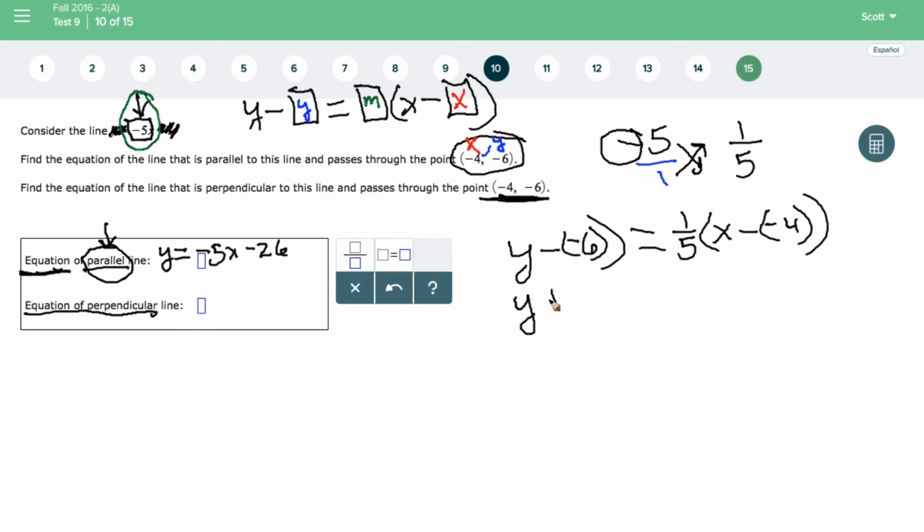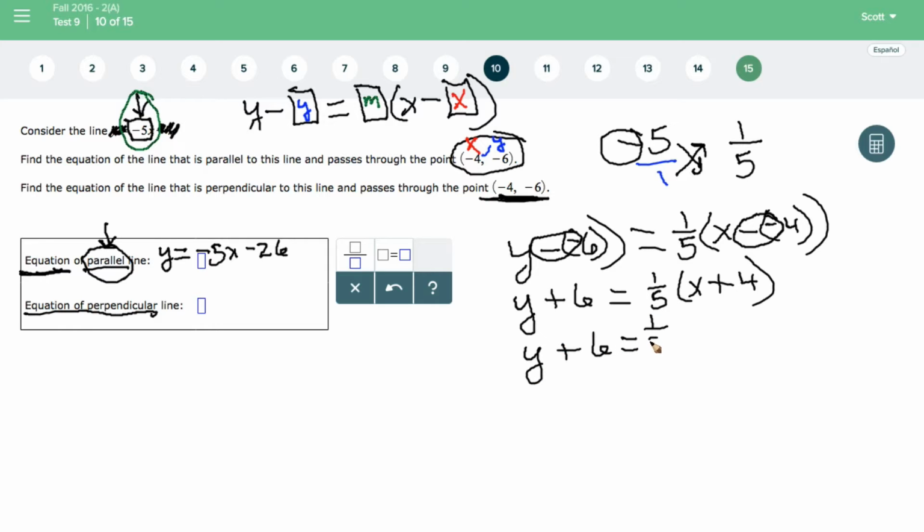So y plus 6 equals 1/5 times x plus 4. And we're changing that to plus because minus a negative becomes a plus. The negatives cancel each other out. And so we have y plus 6 equals 1/5 x, and then 1/5 times 4 is 4/5. And you can use a calculator if you need to.